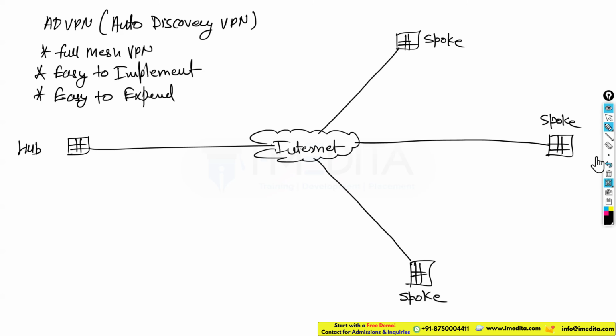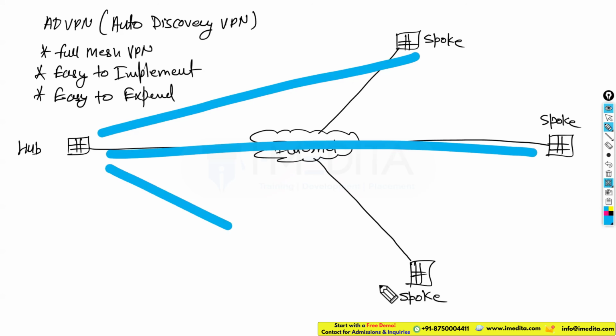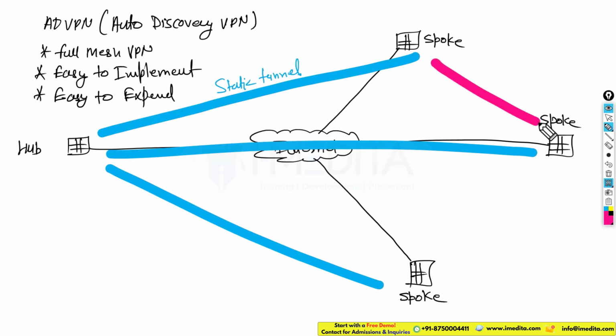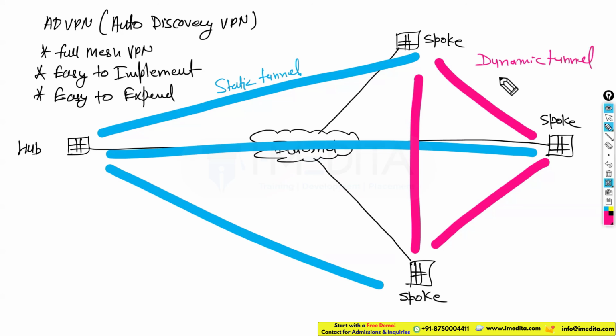First of all, every spoke will register itself with the hub, and they will create a static tunnel. When one spoke communicates with another spoke, a dynamic tunnel will be created. The tunnel is created automatically. Done. So they can communicate with each other.